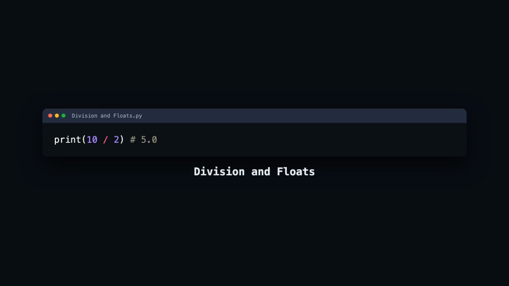When we use the / for division, Python always returns a float, which is a number with a decimal point. Even if the result is a whole number, like 10 divided by 2, Python gives us 5.0. This ensures precision in scientific calculations. A common point of confusion is expecting an integer back when the division is even. Let's see this decimal behavior in action.